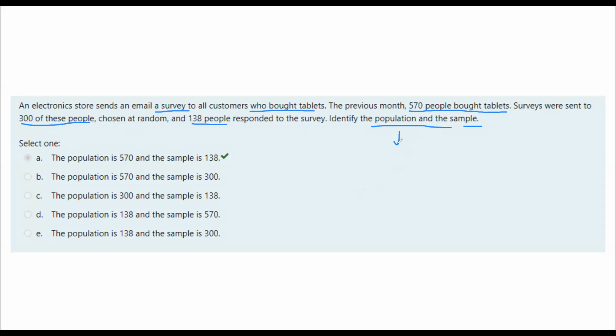Well, the population is always going to be the full thing. The full thing is 570. So even though surveys were only sent to 300, when you're talking about population, it's the full thing, not just the ones that something was sent to. And then the sample is just obviously what you got responses back from. So this 300 is just a complete dumb thing that's trying to mess you up. So any answer choice that has 300 in it, we know is wrong. And obviously the population wouldn't be smaller than the sample, so we know it's A.